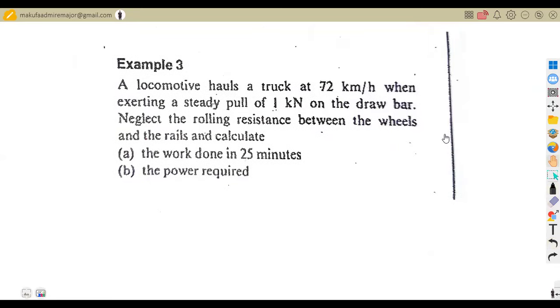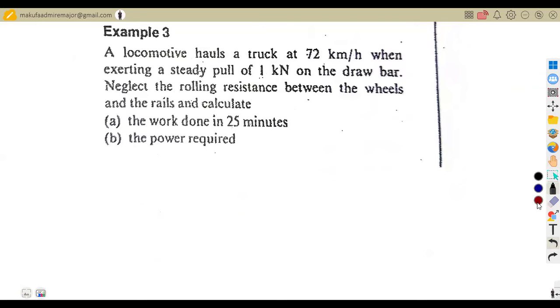Example number 3, we are given the same consideration, a locomotive. It is moving with the truck. All right. But how is it moving? Exerted state at a drawbar, neglect this and that. So this is just like on a normal ground, moving at a speed, and we are not told anything about any other speed. So this is the velocity that you're given, 72 kilometers per hour. As we saw, guys, previously, we divided this by 3.6. It gave us 20.